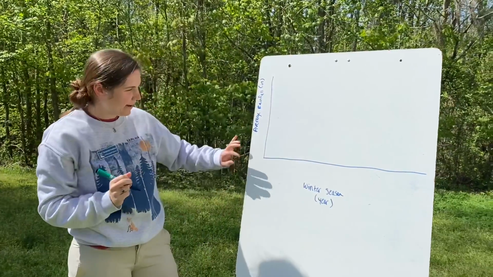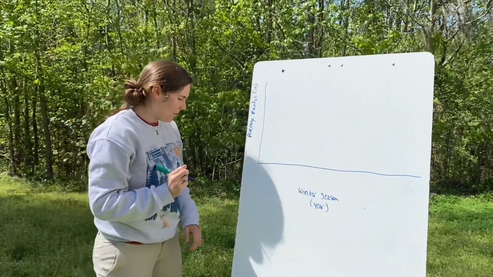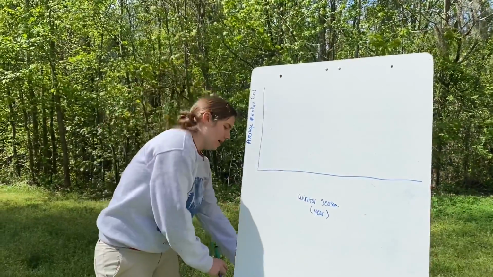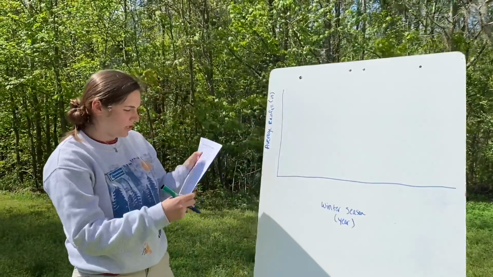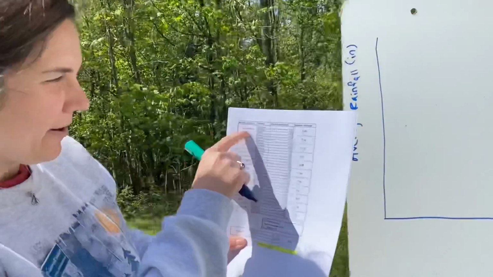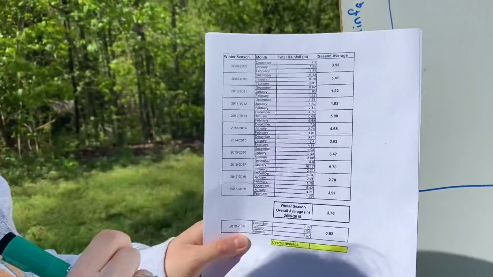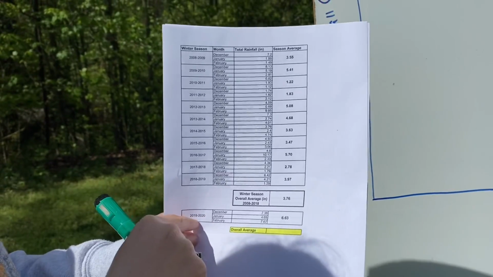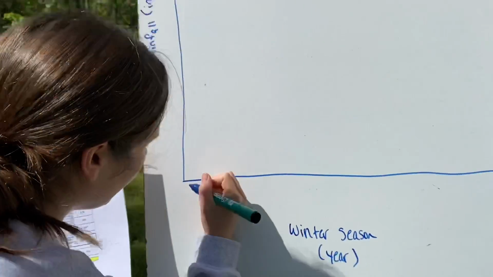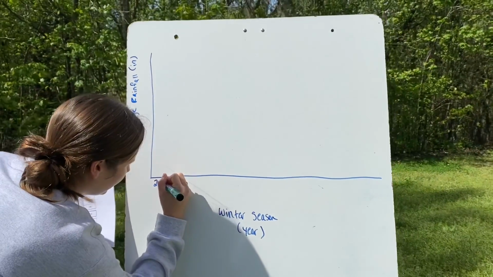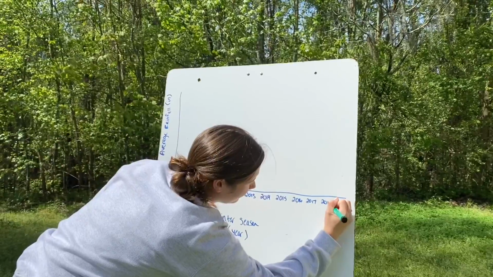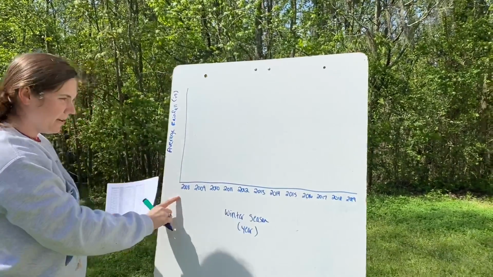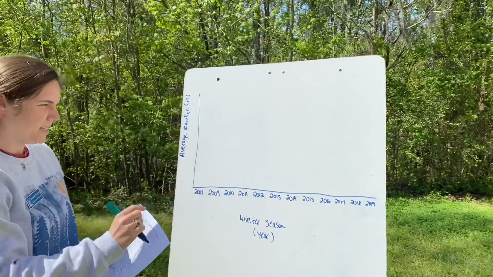Okay, so now that we have both of these labeled, what we can go ahead and do is write in the years here. So if you look back at that worksheet, you can see that we're starting with 2008, and then we're also going to include this latest season here. So we'll go ahead and write the years on here. Okay, so we have 2008 all the way to 2019.